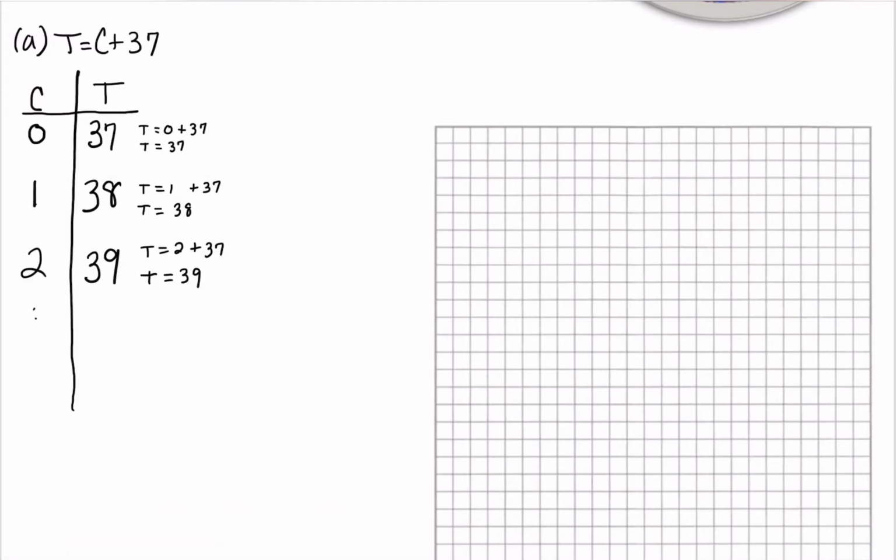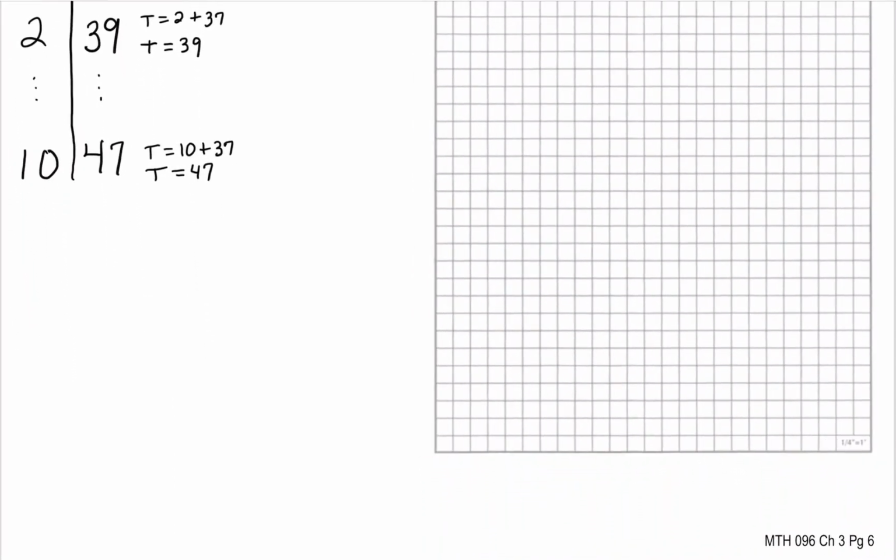And so on. I think we can kind of see what's happening. We're just going up by 1. Let's say we jump ahead to maybe a value of 10. So let's go a little further down the line. We sub in 10 for C, and then 10 plus 37 is going to give us 47. Okay, so that's a good set of ordered pairs there. Now part B is just going to ask us to plot these values. So as we look, we can see that we have this nice little first quadrant here.